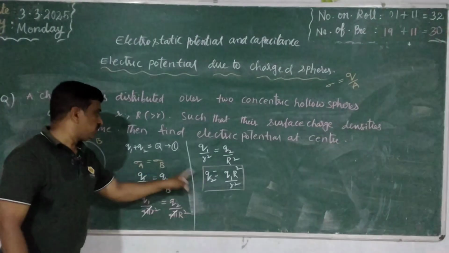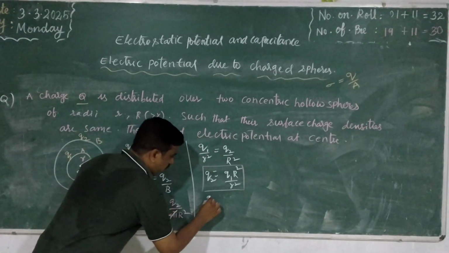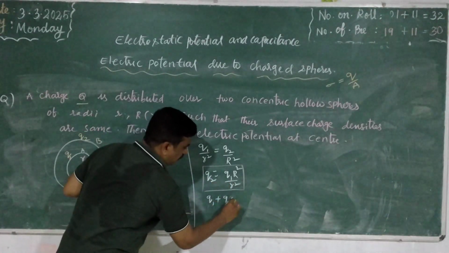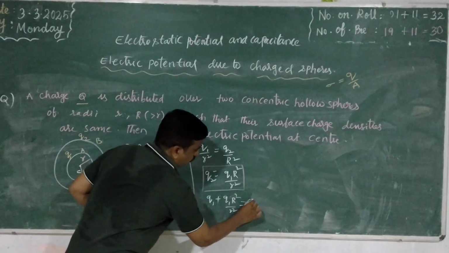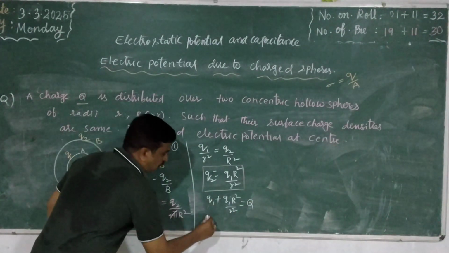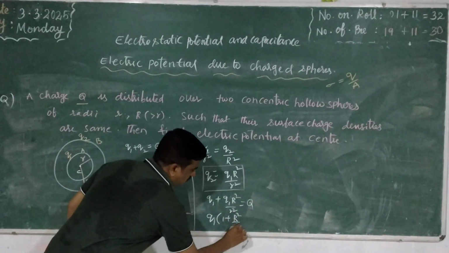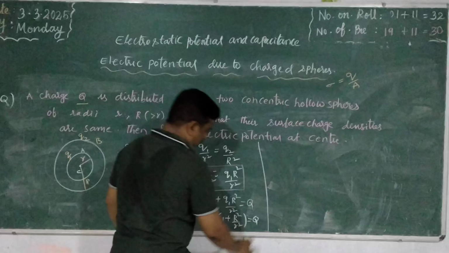Substitute this value in equation 1. Q1 plus, instead of Q2 we can write Q1 capital R square by small r square, that equals capital Q. Taking Q1 common, what do we get? 1 plus R square by small r square, that equals capital Q. So from this, what can we write now?